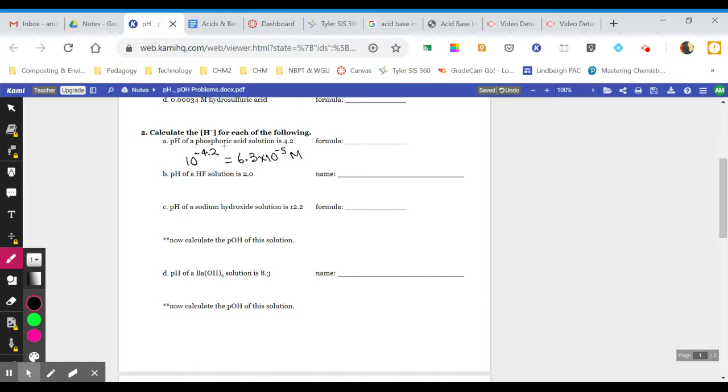And then for this one, it wants you to give the formula. Phosphoric acid comes from phosphate. Phosphate has a negative 3 charge, so it'd be H3PO4.